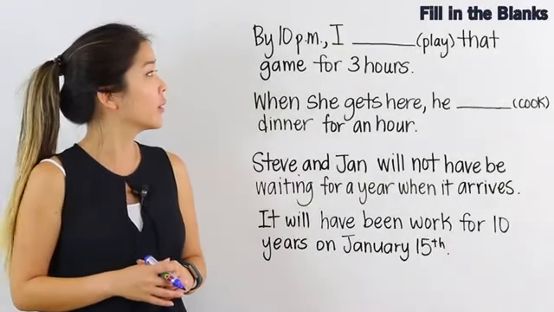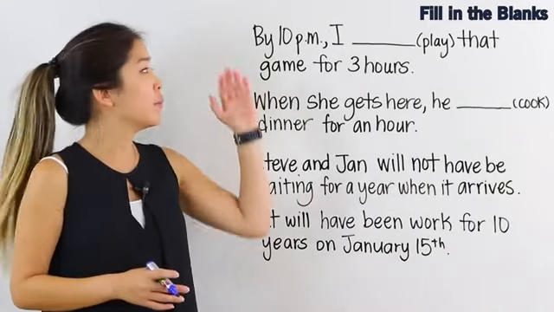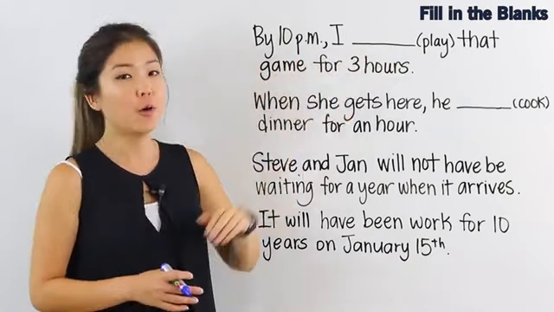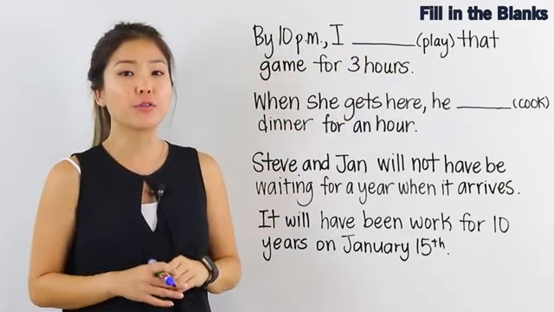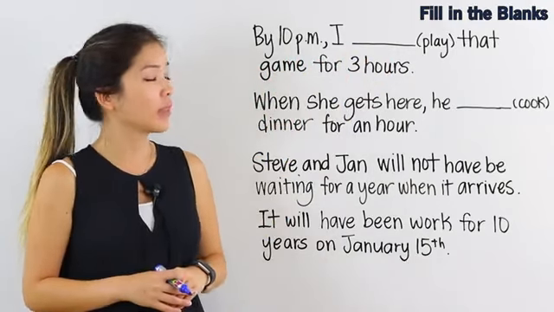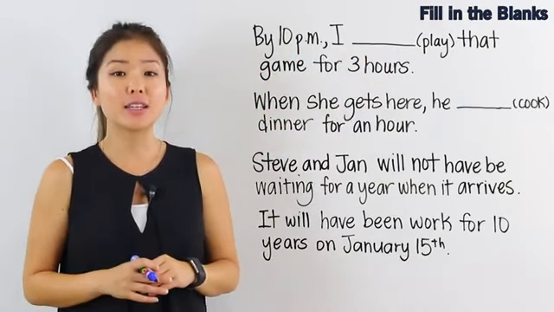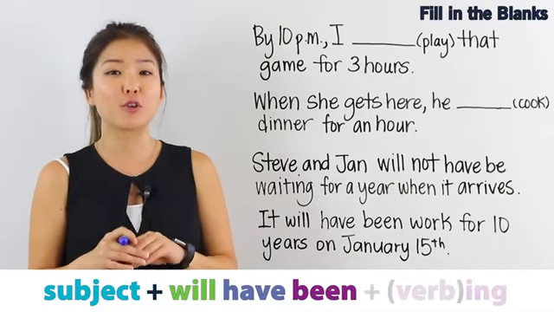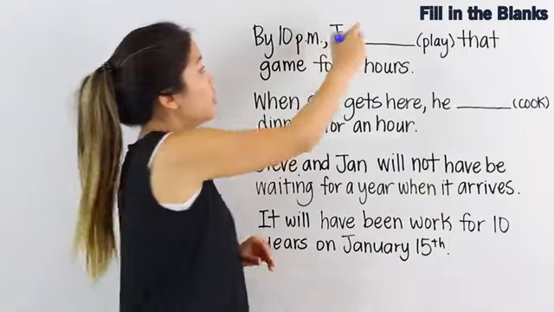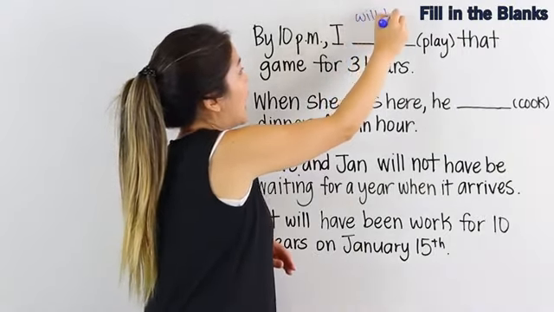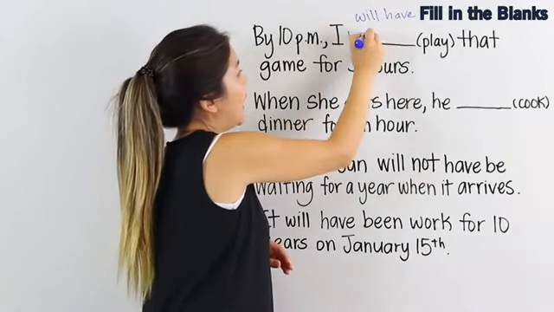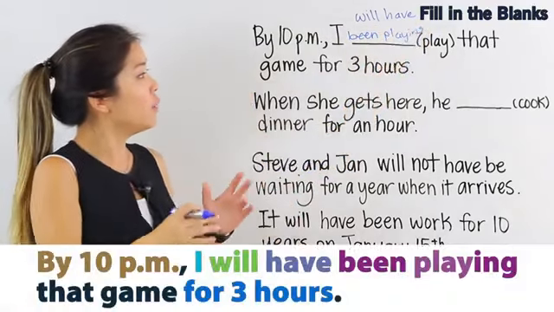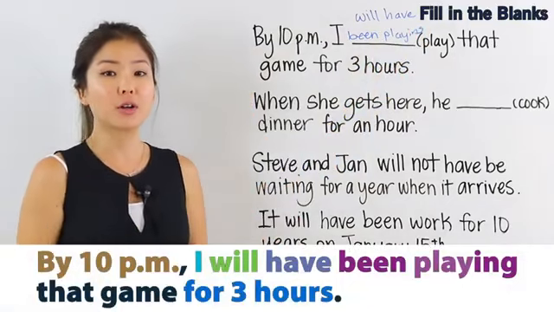Take a look at the board. The first sentence says, by 10 p.m., I blank that game for 3 hours. I'm looking to use the verb play. Remember, in this tense, we need to have subject, will have been, and then verb-ing. So, by 10 p.m., I will have been playing, again, we need verb-ing. I will have been playing that game for 3 hours.